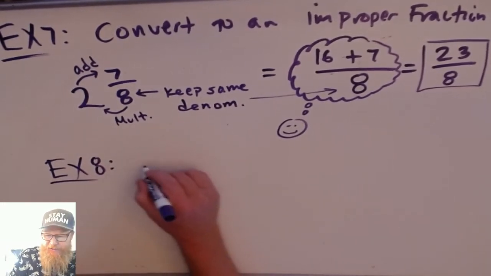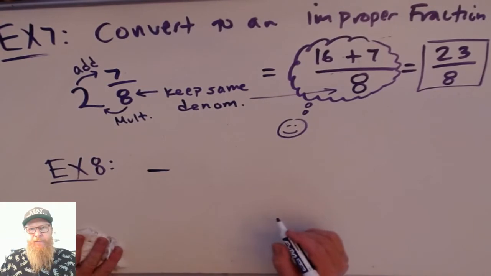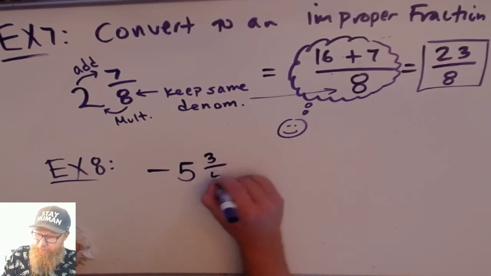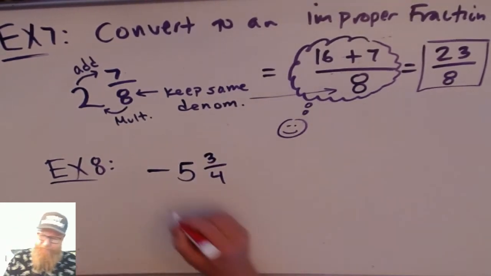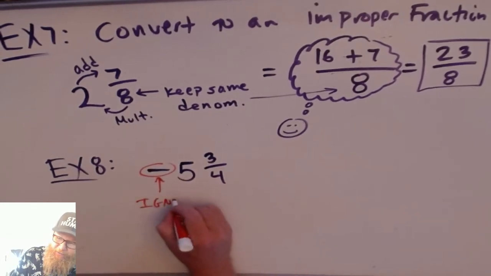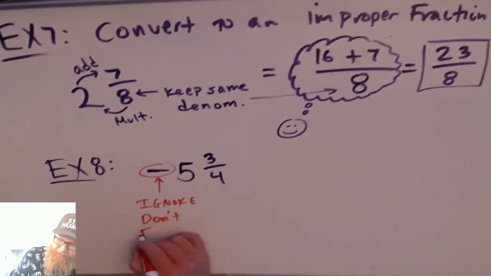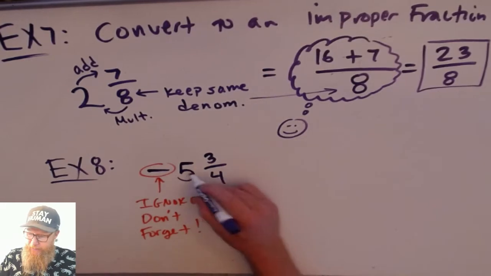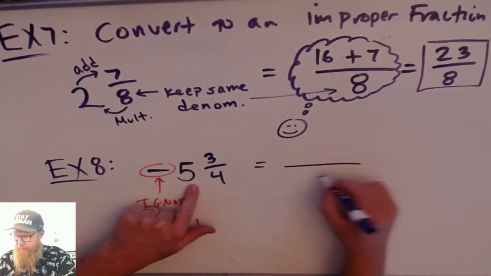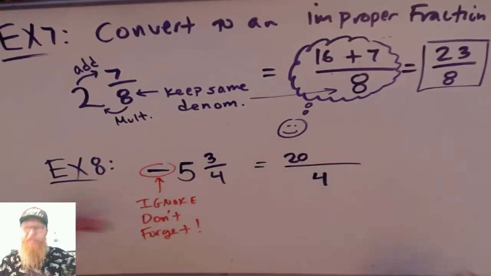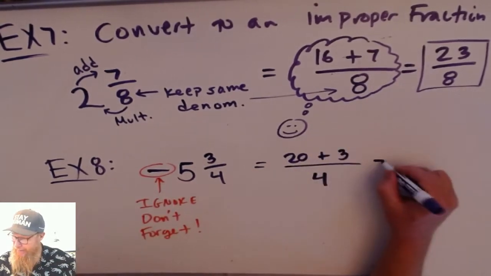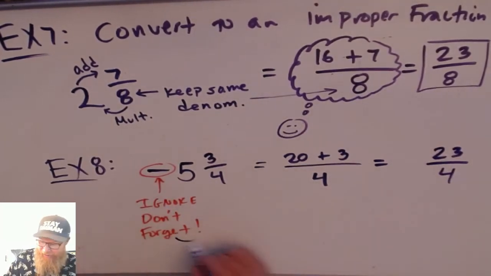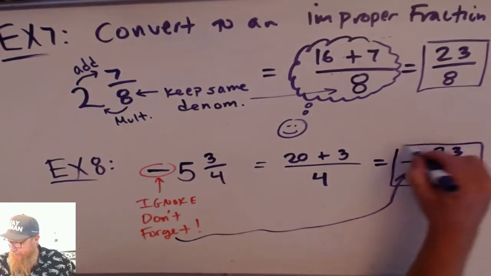With negatives, say negative 5 3/4. Again, ignore the negative, but don't forget to go back and pick it up. So what do we got? We got keep the denominator the same. 5 times 4 is 20. Oh my God, 23 again. We're seeing a lot of 23s today, huh? And then don't forget to go back and put the negative in front of your result.